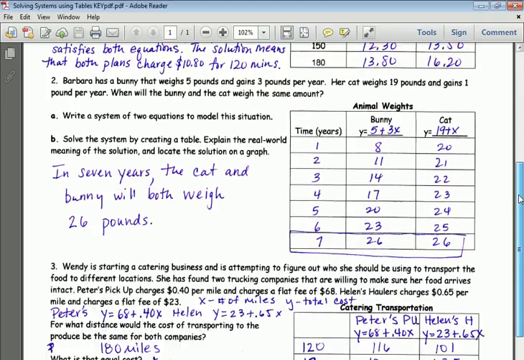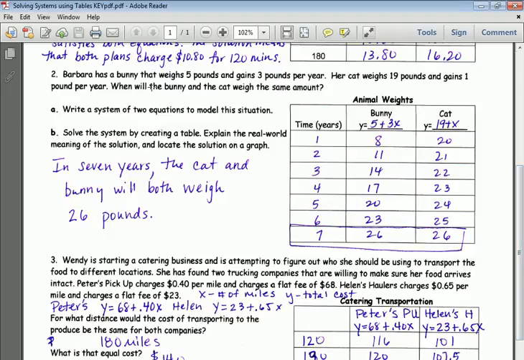Now, in the second one, you weren't given as much information. This is about the cat and the bunny, and the bunny's weight is represented by 5 plus 3x, where x represents the number of years, and y represents the total weight. And the cat is represented by y equals 19 plus x. So if we said 1, 2, 3, 4, all the way up to 7, which if you did that, then it would have fit on your chart, you'd see at year 7, they both are quite overweight at 26 pounds each. So what would this mean? This would mean that in 7 years, the cat and the bunny will both weigh 26 pounds.